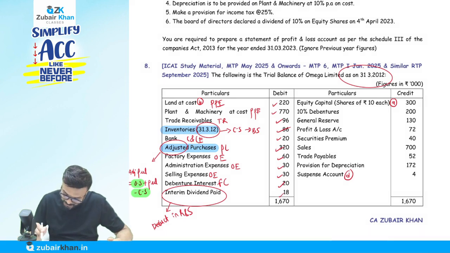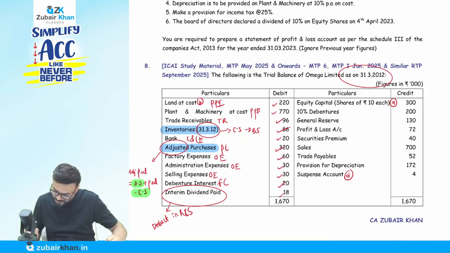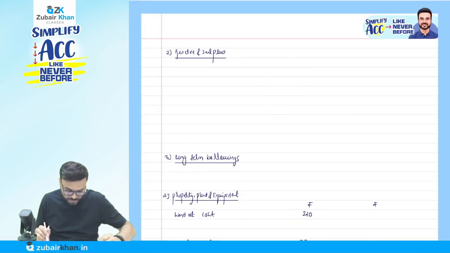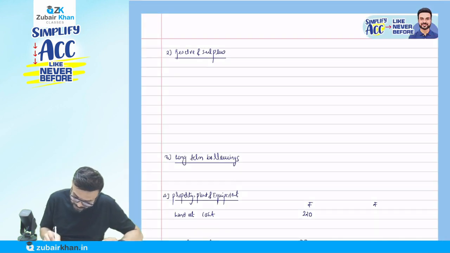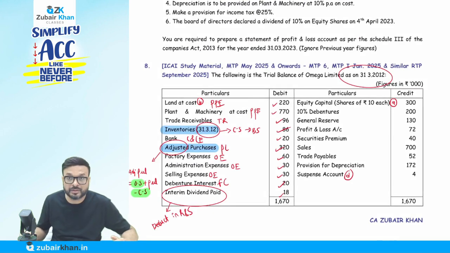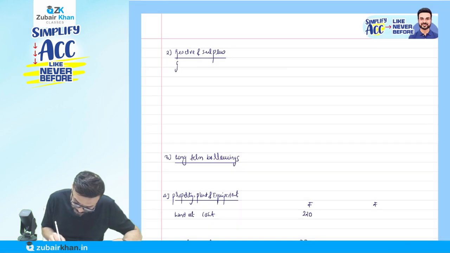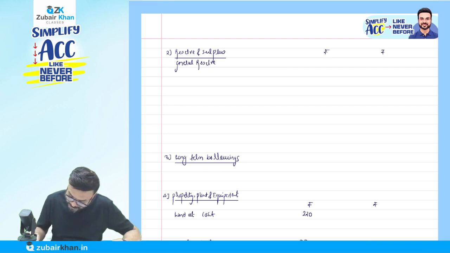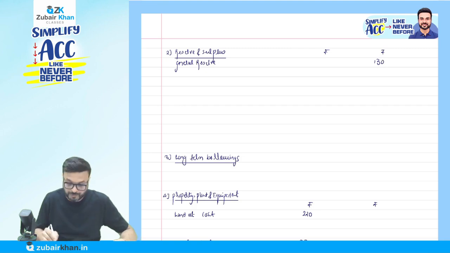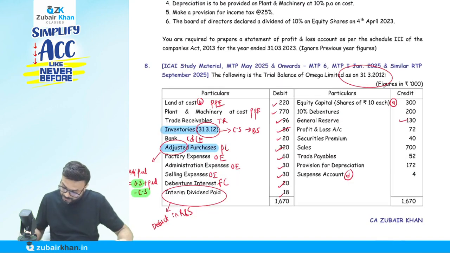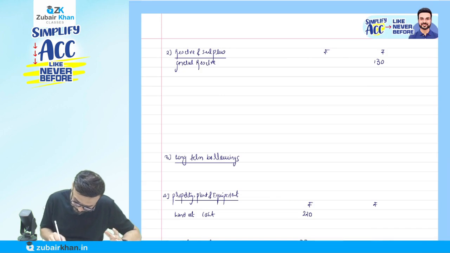So what we'll do now, we have general reserve and P&L account. Do one thing. Go to notes to account number 2. Write down there. Okay, because we have general reserve also. Let me write this general reserve also, that is 130, one by one. Write down the general reserve. General reserve, that is how much here? 130. Then we have profit and loss account 72. Profit and loss, write down 72.